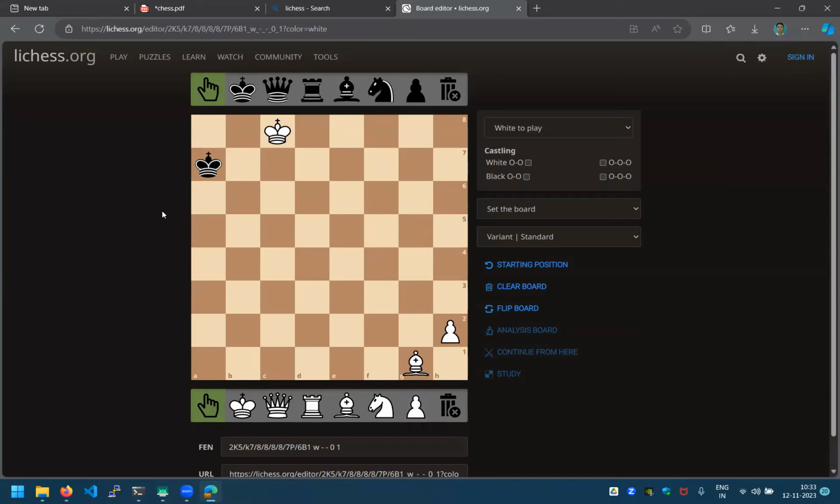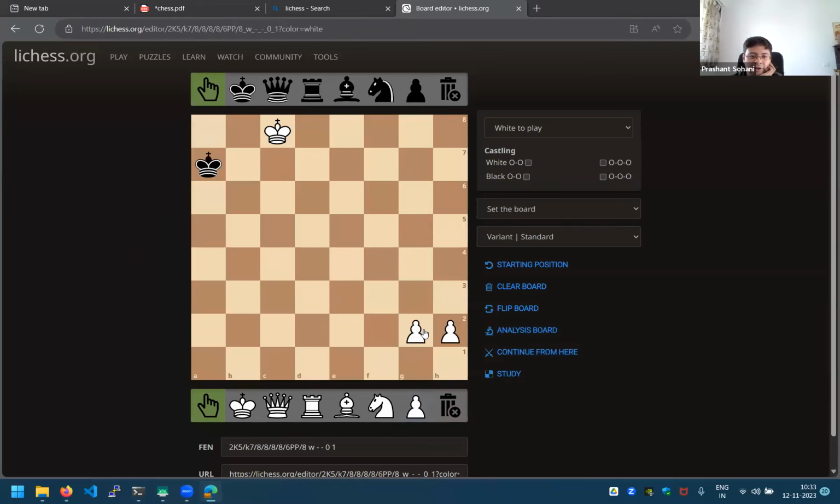And did white promote to a bishop? No, but it is going in this direction. So white starts from the bottom and goes to the top. So white can promote to the last. Yeah, that could be one possibility, definitely. Like if the board was reversed, maybe there was a pawn over here and that pawn became a bishop. But here it is clearly given that that is not possible.